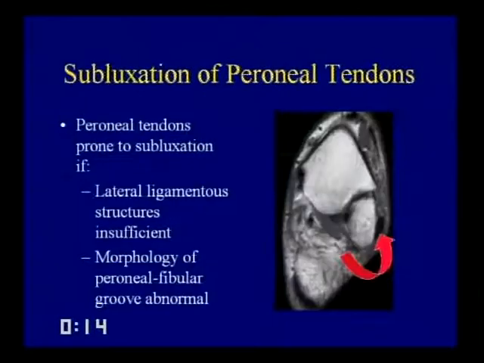And finally, these tendons can sublux, particularly if the lateral ligamentous structures are insufficient, the superior peroneal retinaculum is insufficient, or if you have an abnormal morphology to the peroneal fibular groove. Usually the tendons should be sitting posterior to the fibula, but when they sublux, they move lateral to the fibula.